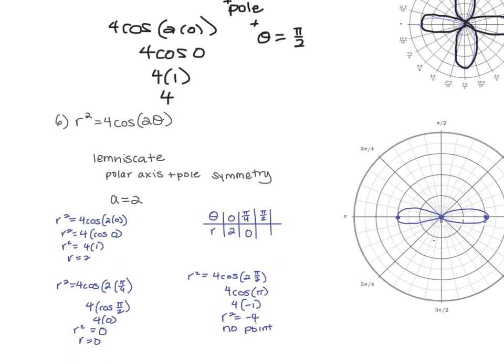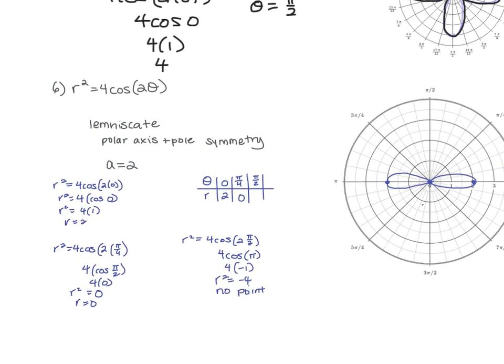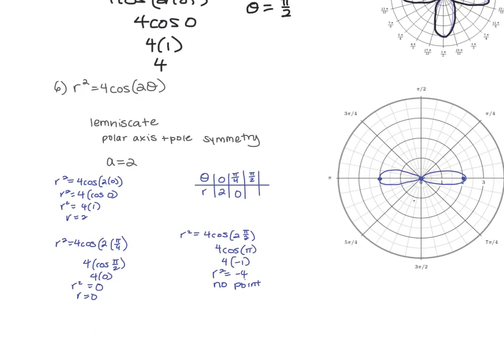And then the 6th one I added on because yours didn't have a lemniscate. So my advice is if you started it already, add on 6, make it r squared. So r squared equals 4 cosine 2 theta. Remember, if it's r squared, it's a lemniscate, which means it's symmetric always to the pole, but because it's also cosine this time, it's symmetric to the polar axis and to the pole.